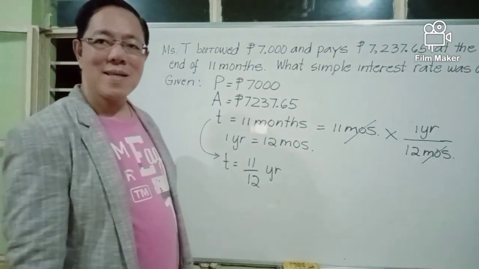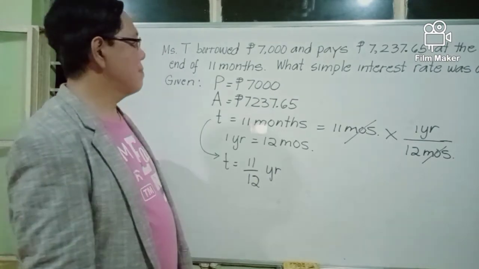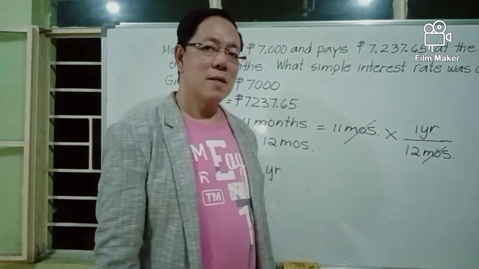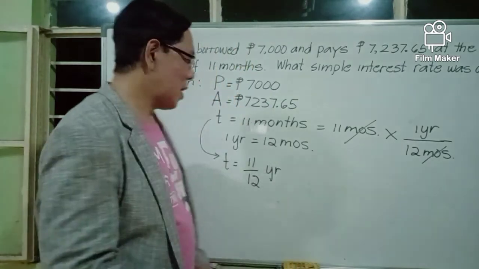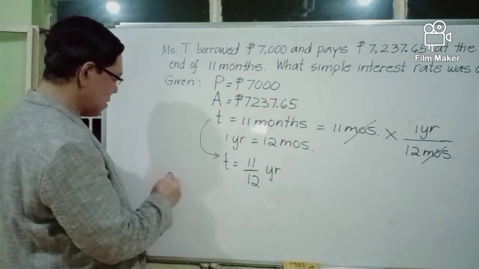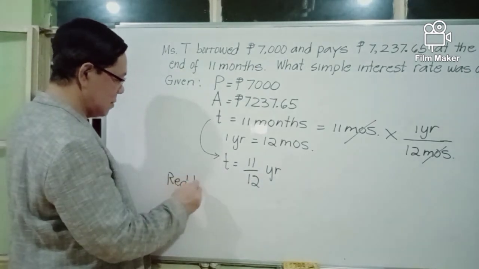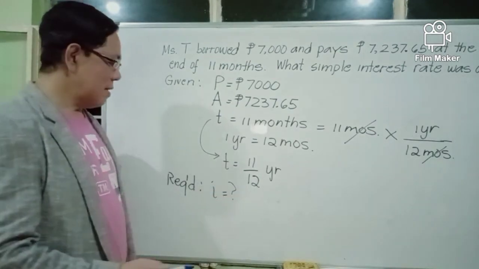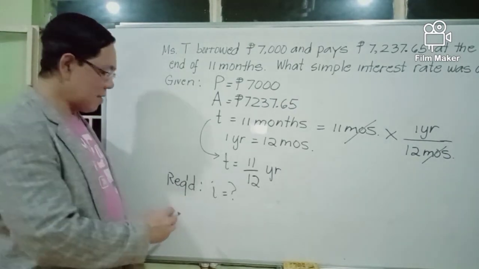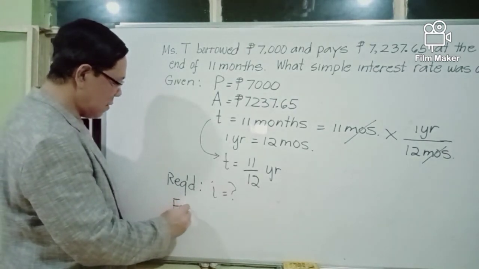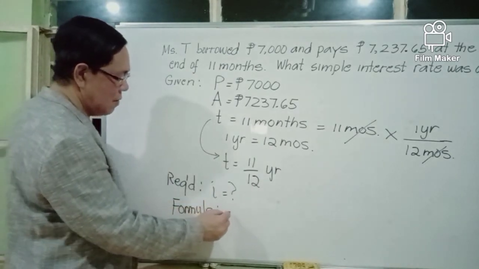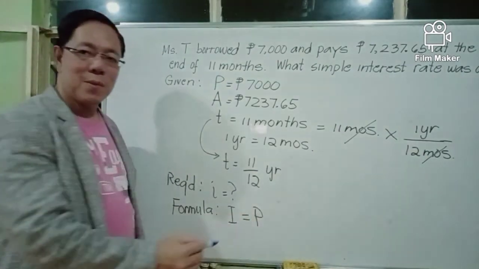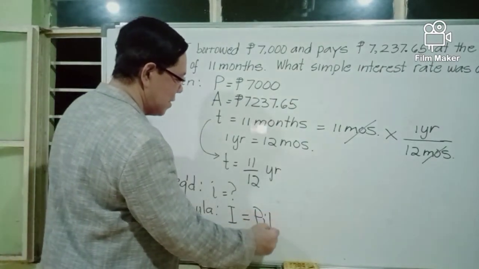And now we identify the required or the unknowns in the problem. And there is only one unknown: what simple interest rate was used. And interest rate is denoted by small i. We write the required small letter i to denote simple interest rate. And to solve for the simple interest rate, we make use of the original formula for the amount of interest, capital I equals principal multiplied by interest rate multiplied by time.